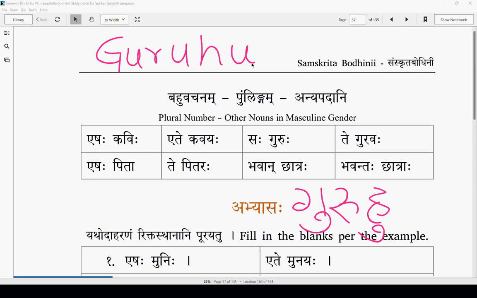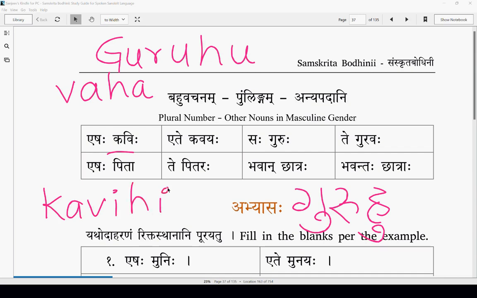Te guravaha. Guravaha. Te guravaha. And here kavi, here kavi and he. Esa kavihi. Esa pita. Te pitaha. Bhavan. Chatra. Bhavanta Traha. Chatraha.